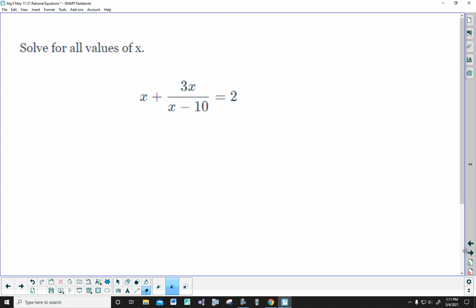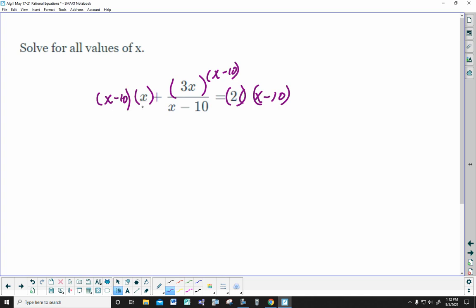Okay. Try another one. So you're going to multiply everything by the LCD. I should have put this in the parentheses. So everybody gets multiplied by x minus 10. And this gets multiplied by x minus 10, all terms. So this gives you x squared minus 10x. The x minus 10 cancels. So you got plus 3x equals the 2x minus 20.